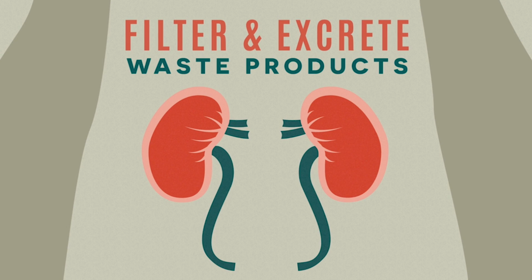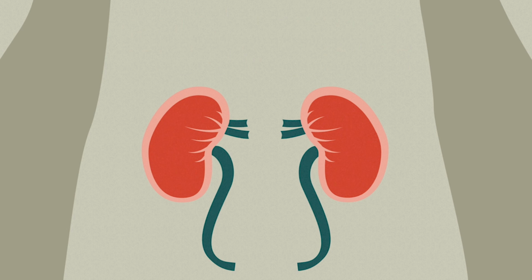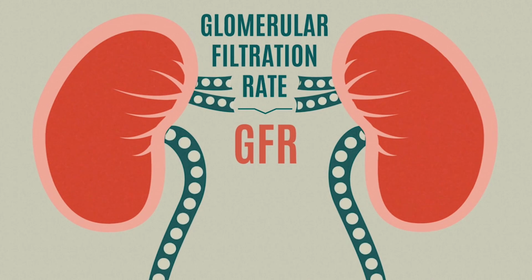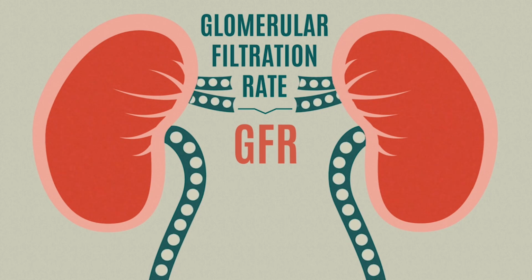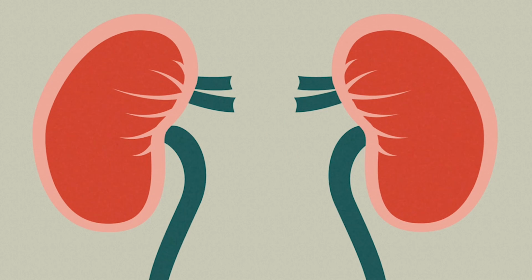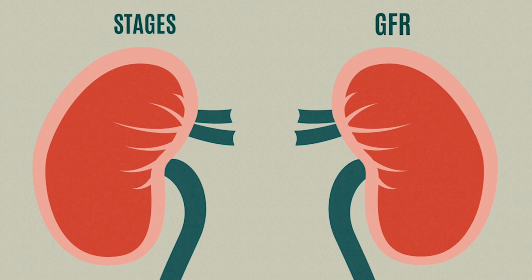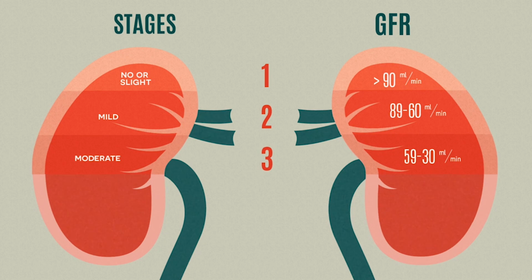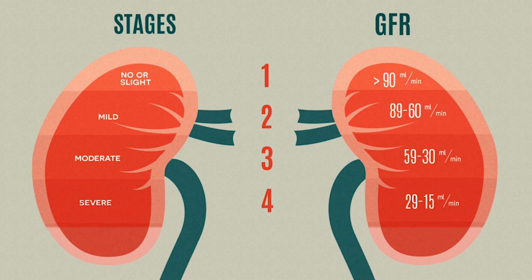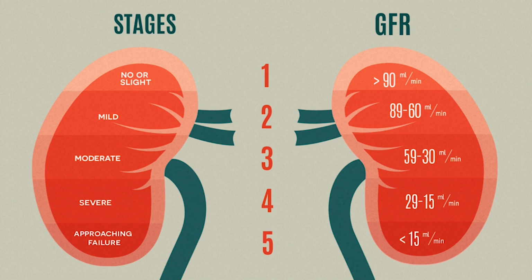Your kidney's primary function is to filter and excrete waste products. To find out how well your kidneys are doing, we measure the quantity of waste that circulates in your blood. This is called glomerular filtration rate, or GFR. The more waste products in your blood, the lower the filtration rate, or GFR, of your kidneys. GFR is divided into the 5 stages of CKD. In stage 1, there is no or slight deficiency in kidney function. Stage 2 indicates a mild deficiency. Stage 3 is moderate. In stage 4, there is a severe decrease in kidney function. And stage 5 is approaching kidney failure.